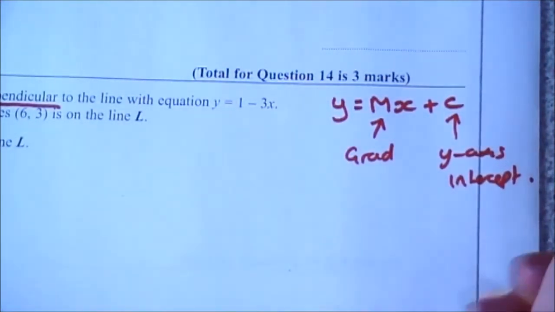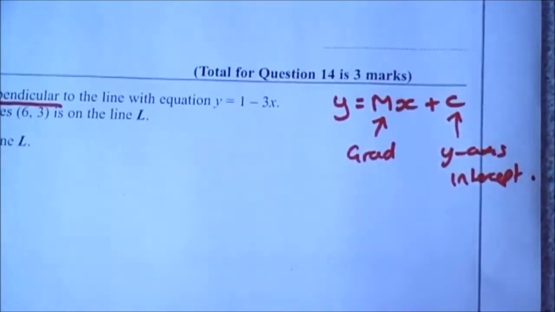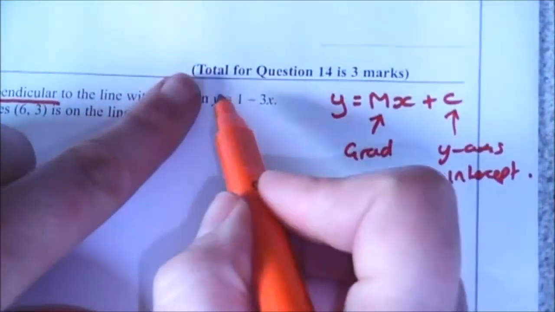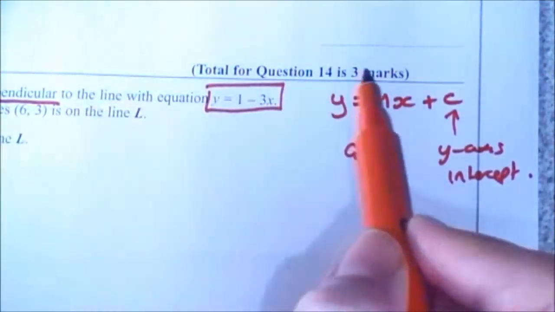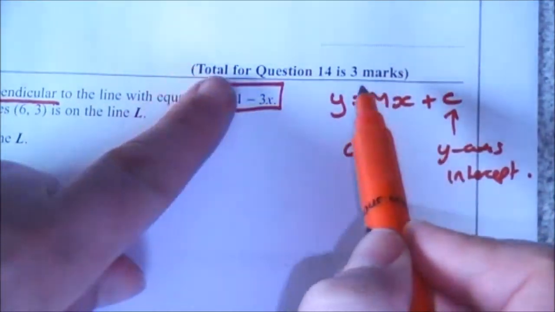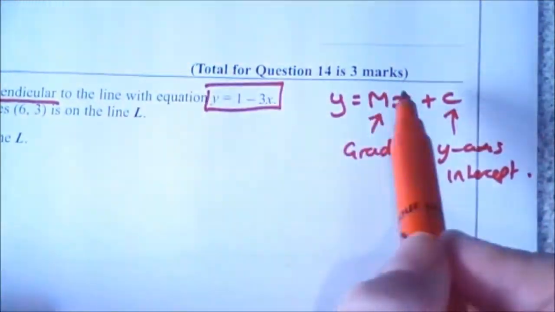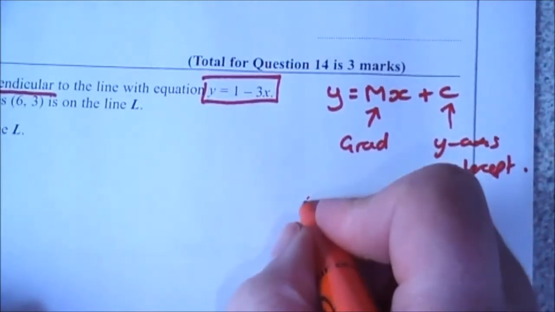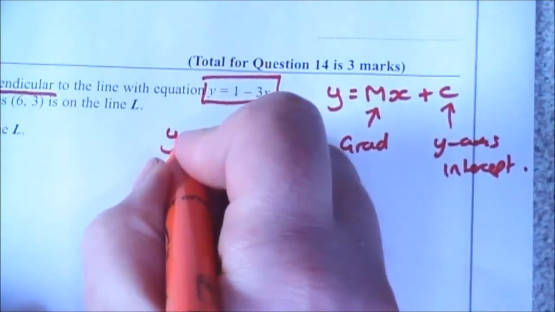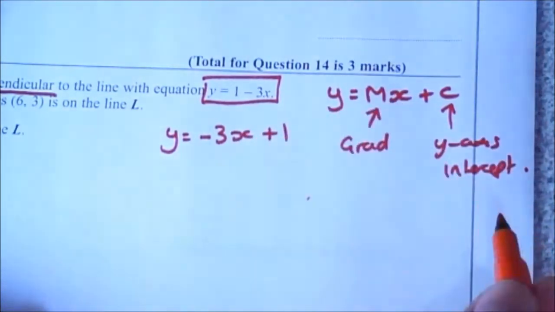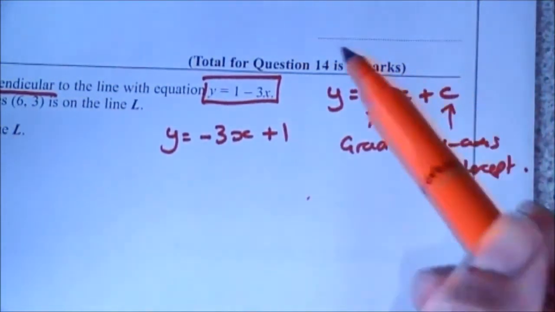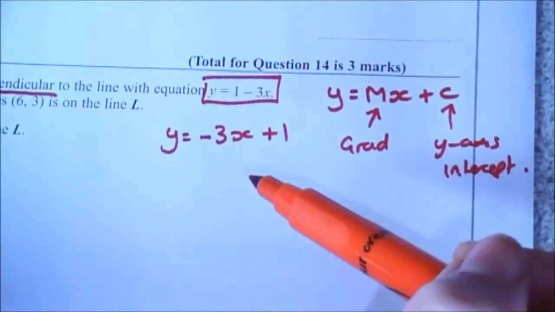Anytime I've got a straight line, I always want it in that format. Now they've given me an equation here, y equals 1 minus 3x. Well, whatever the x term is, I want it first. So I'm going to rewrite that as y equals minus 3x, and that's a positive 1. Now I've not changed anything, I've just written it in the way I want it.